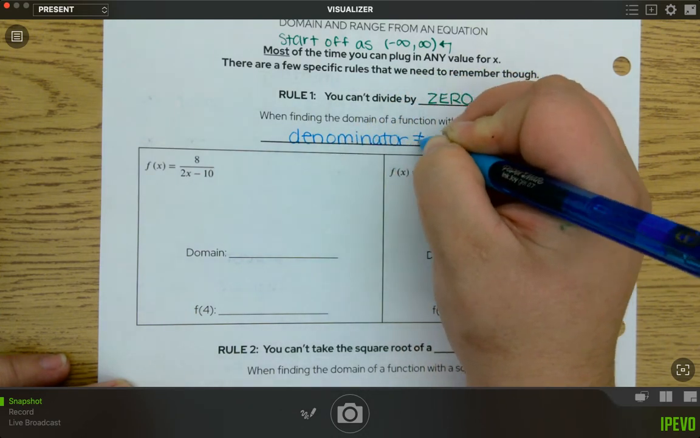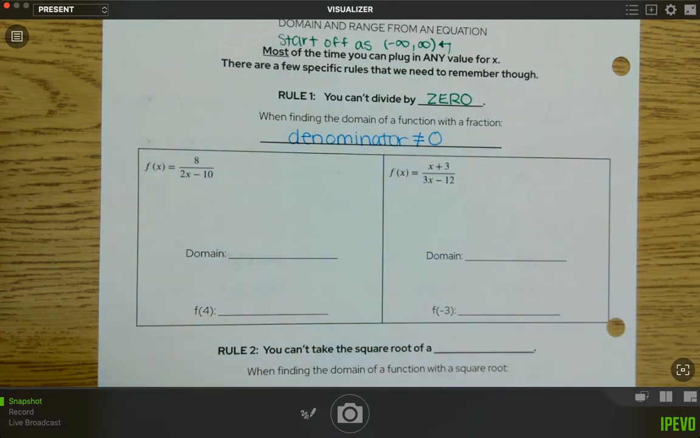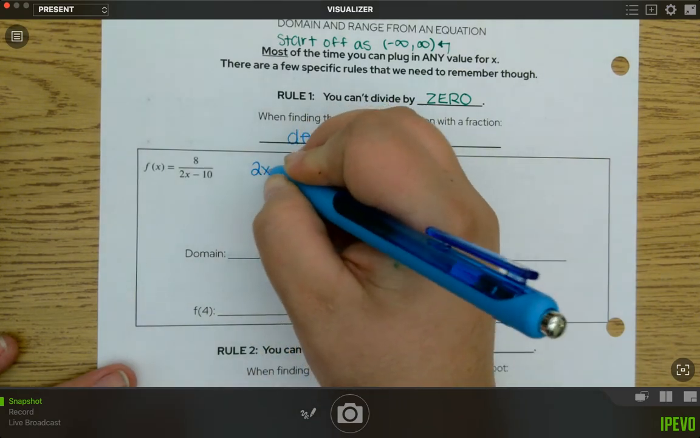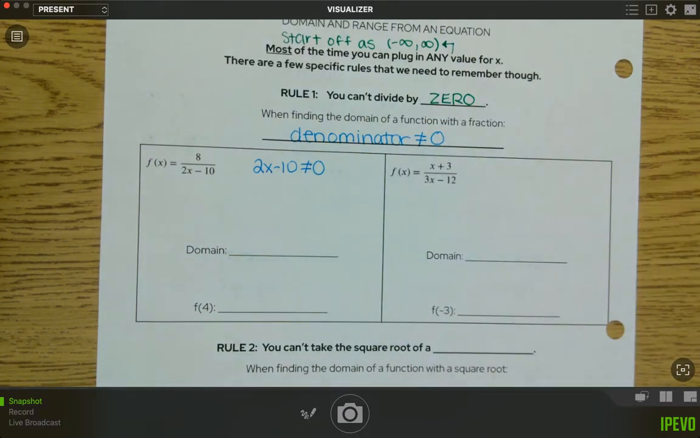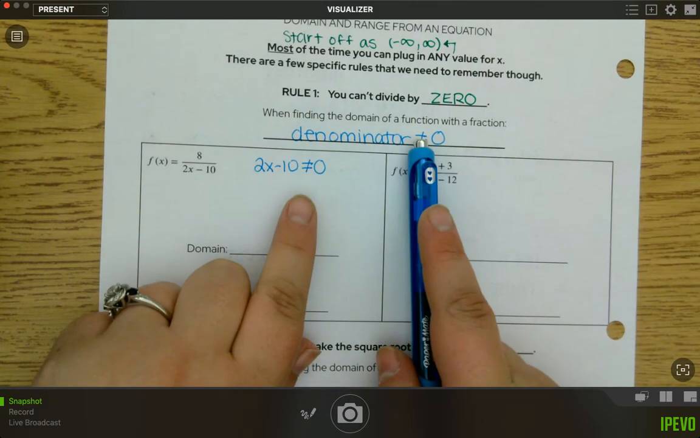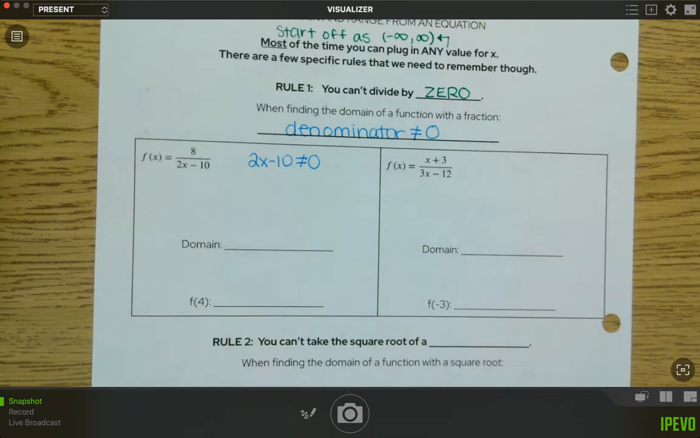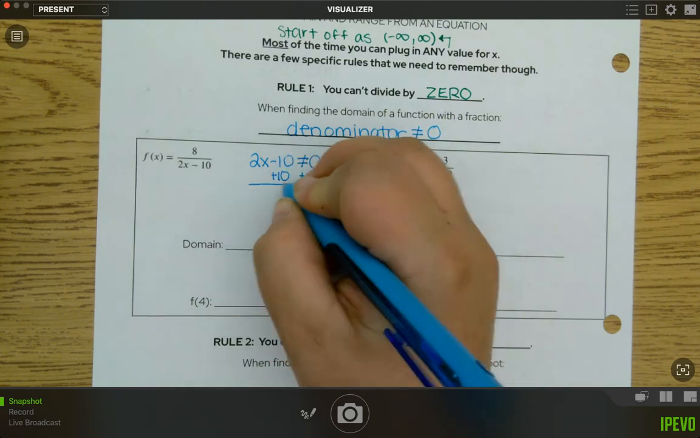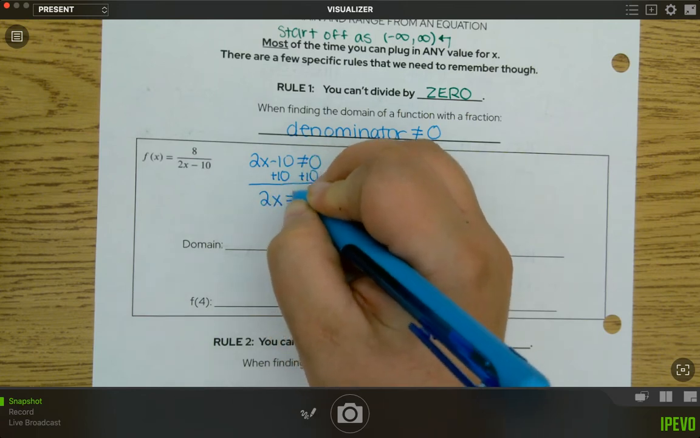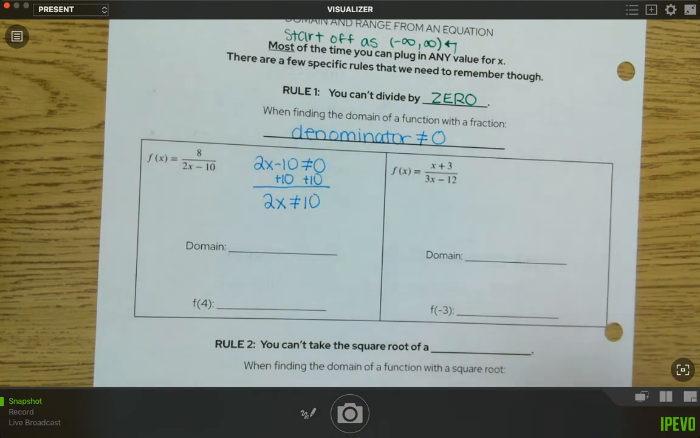You have to be careful and say that whatever's in the denominator cannot equal 0. So for example, on this first one, the bottom part is 2x minus 10. And that's not allowed to equal 0. And to say not equal, we draw an equal sign with a little slash through it like this. Okay? Then we have to solve for what value of x would make that bottom part 0. And you can kind of do this in your head too, or you can solve it like a regular equation. Add 10 to the other side and divide by 2.